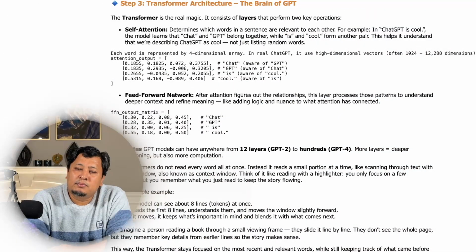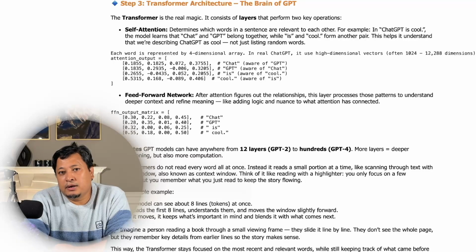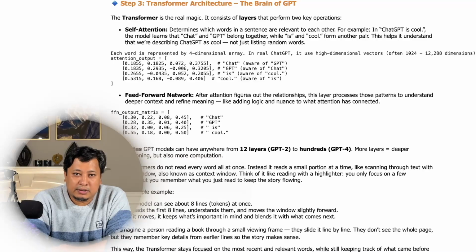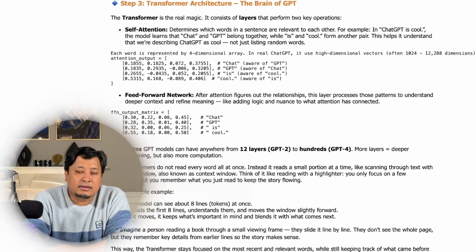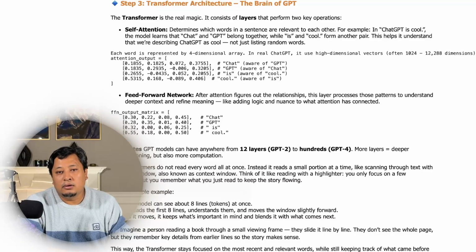The third is transformer architecture. We can consider it as the brain of ChatGPT, and it consists of layers which perform mainly 2 operations. The first one is self-attention, and the second is feed-forward network. In self-attention, it determines which words in the sentence are relevant to each other. For example, in ChatGPT is cool, the words chat and GPT are relevant to each other and the words is and cool are relevant to each other. So this way, ChatGPT understands that we are describing ChatGPT as cool, but not just a random list of words.